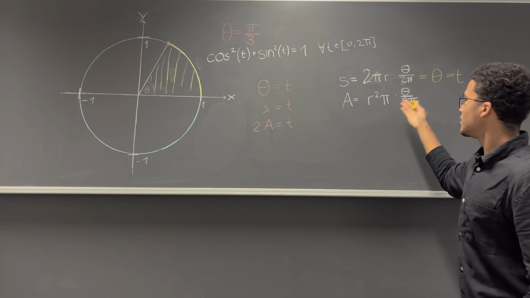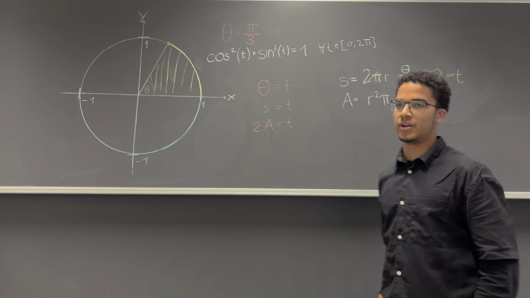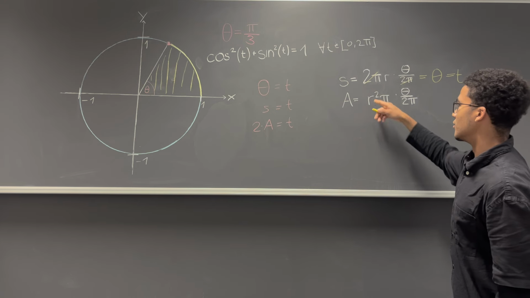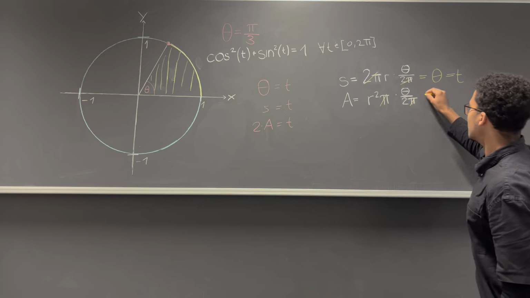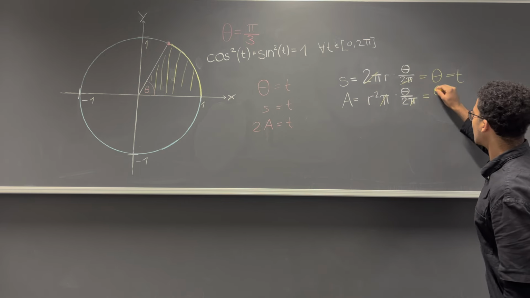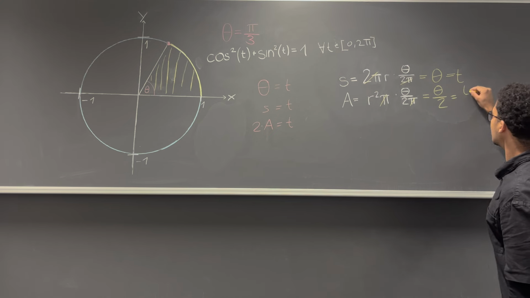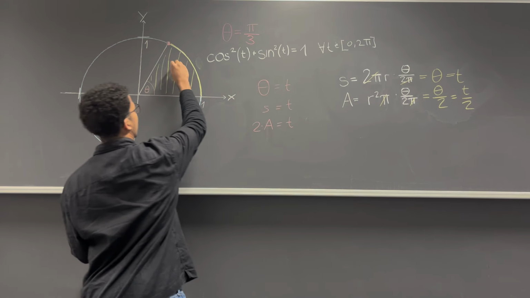For the area, we use the formula of the sectorial area, which is the shaded part on here, and r squared is 1, pi cancels out, leaving us with theta over 2 or t over 2. So this would be here.